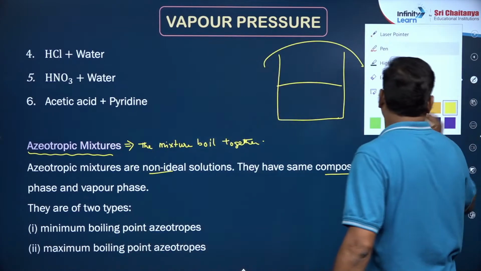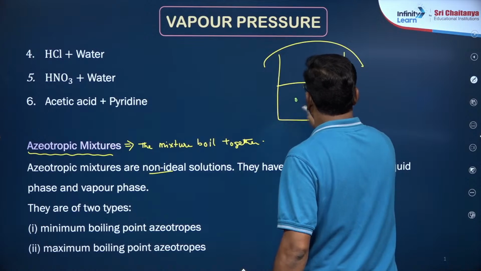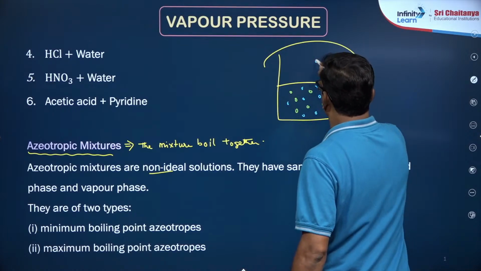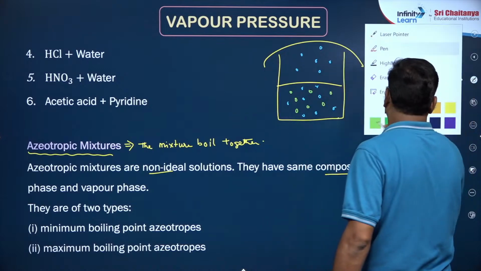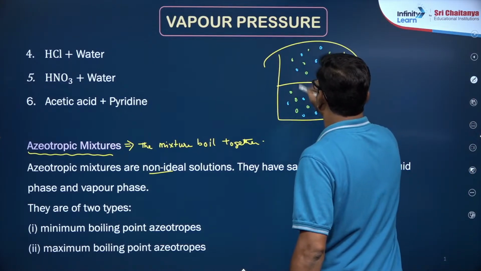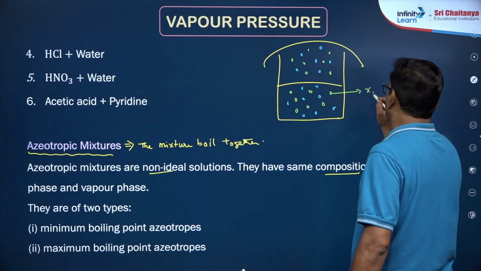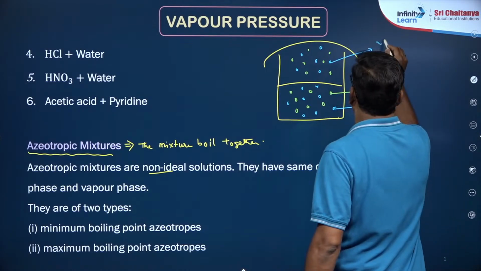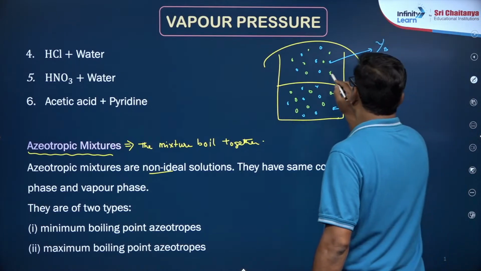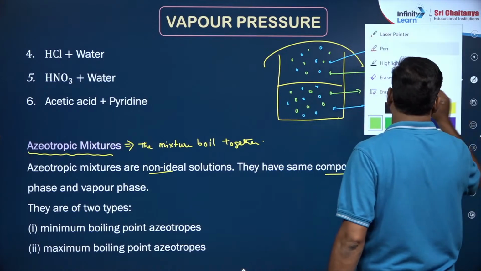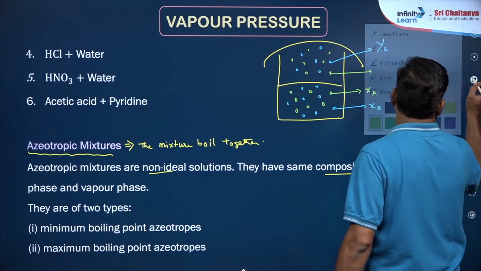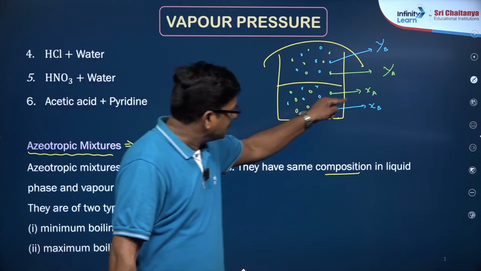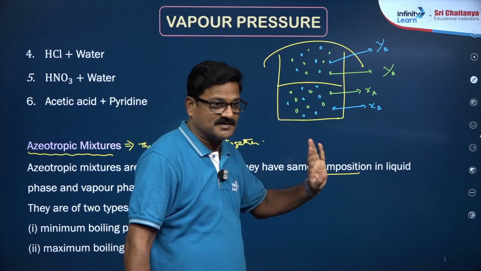This is the one where you have liquid A and liquid B, and the vapors of B, and this is vapors of A. So I just want to say this is the mole fraction of A and this is the mole fraction of B. This is the mole fraction of B in the vapor phase and this is the mole fraction of A in the vapor phase. I just want to say X is for liquid phase, Y is for vapor phase, right?